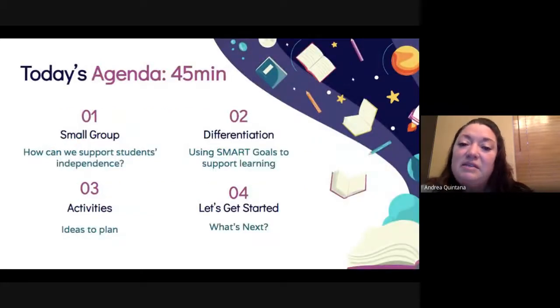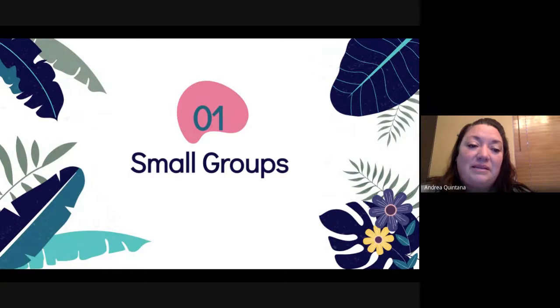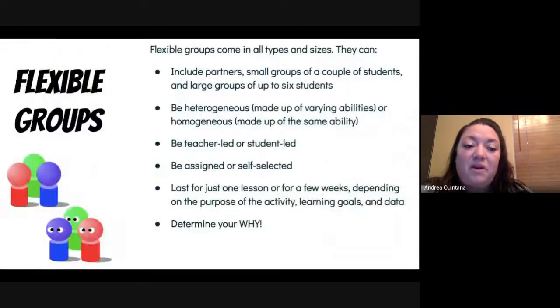Our agenda for today is going to be talking about small groups and how they can support students' independence. We'll dive a little bit into differentiation and how to use SMART goals to create learning objectives, some activities that then match those differentiated learning goals, and then the steps to get started with this in your classroom today. All that being said, we're going to start with the idea of small groups. What is a small group? How do you start a small group? All of the fun stuff related to small groups.